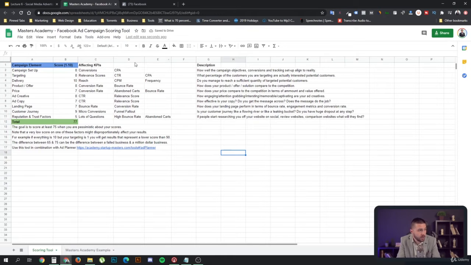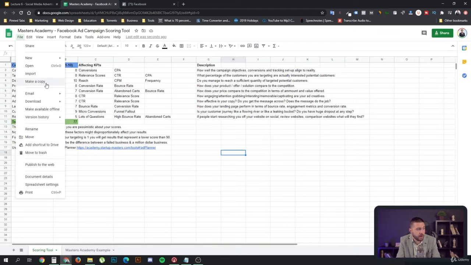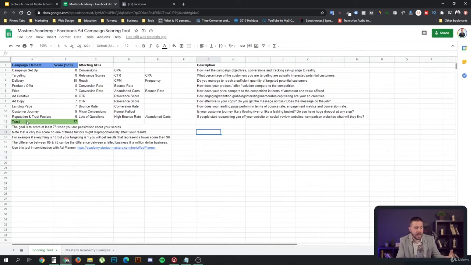And you can, of course, find the tool in the library, and you have links to it in the presentation as well. And use it, or make your own. If you want to add your own factors, you can also just go here to File and make a copy, and add an additional factor or two that you want to consider in your specific business.